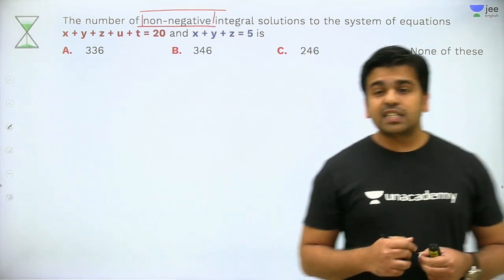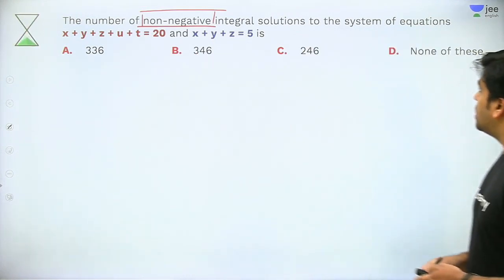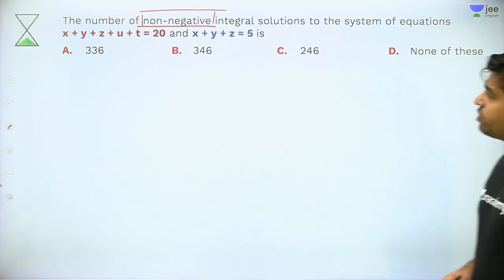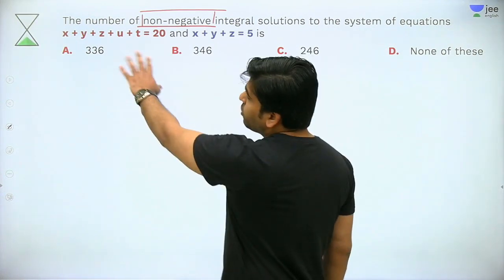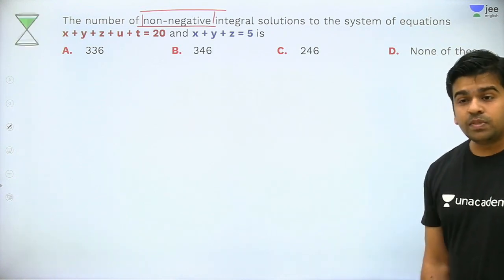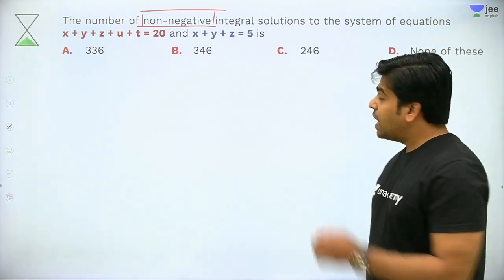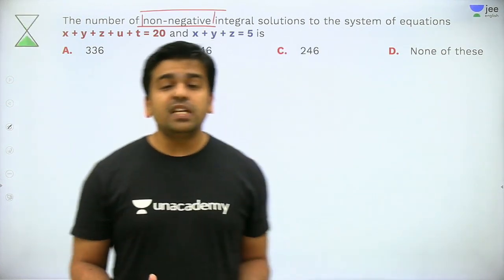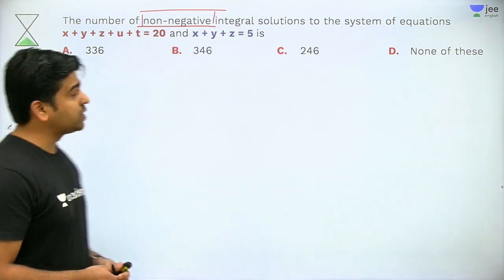Now what the question is exactly, let us look at the question. Here we want to solve a system of equations, and the system of equations are given to you like this: x plus y plus z plus u plus t is equal to 20. This is the first equation that we want to use, and the second is x plus y plus z is equal to 5. We need to use both of these equations and try to find the number of solutions.